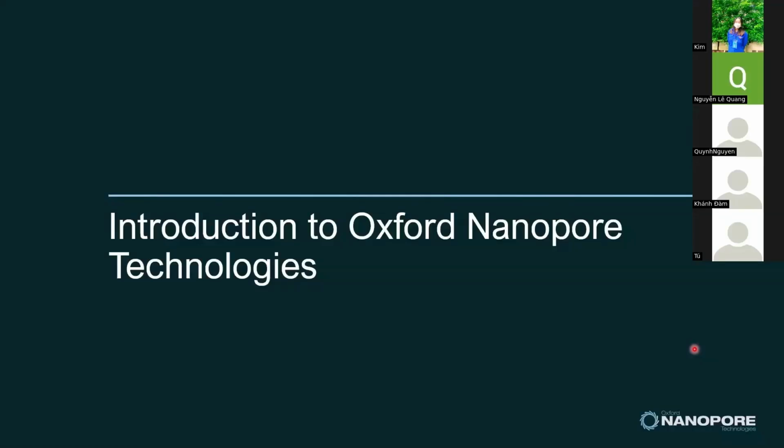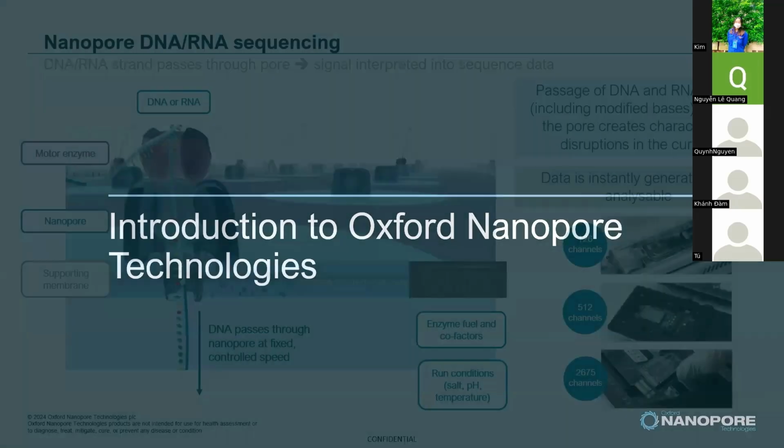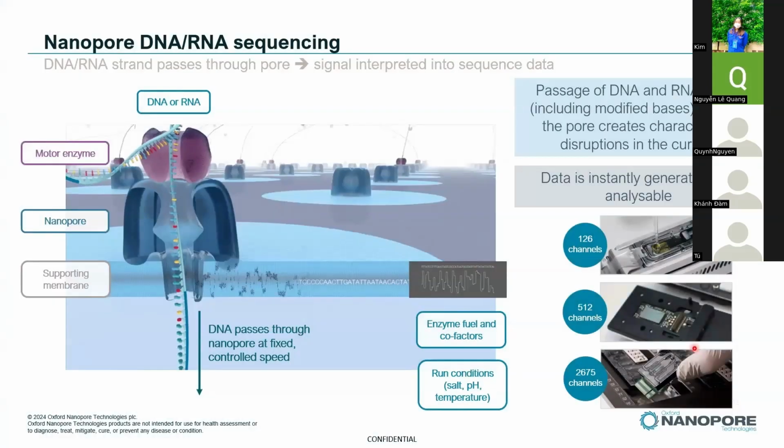So now that we have explored an overview of the role of nanopore sequencing in microbiology applications, let's take a closer look at the technology itself. So what you can see here on the left-hand side of the slide, right? These are the surface of the flow cell. So it depends on the flow cell they are using.